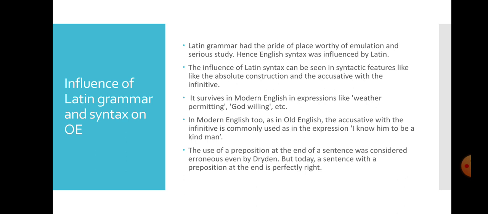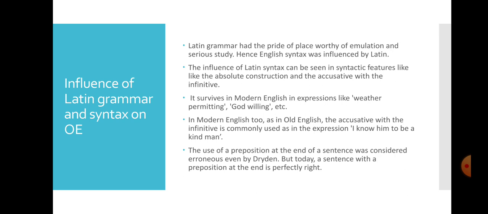The use of a preposition at the end of a sentence was considered erroneous even by Dryden, the famous Restoration poet. It was considered faulty usage by Dryden, but this usage is considered perfectly right in the modern English period. Okay, this is all about Latin influence on the English language.